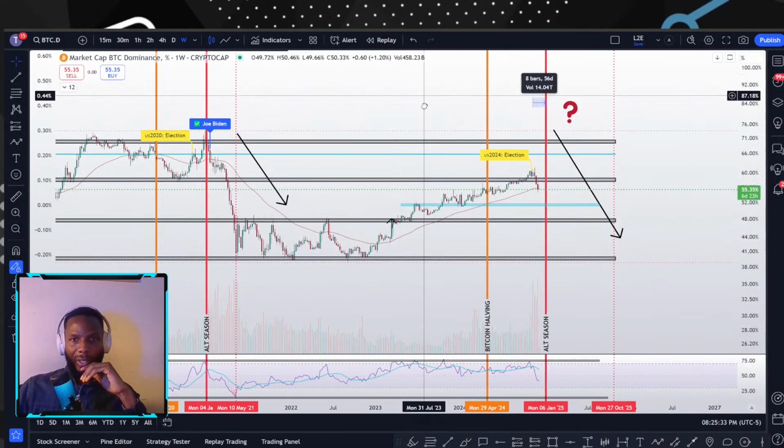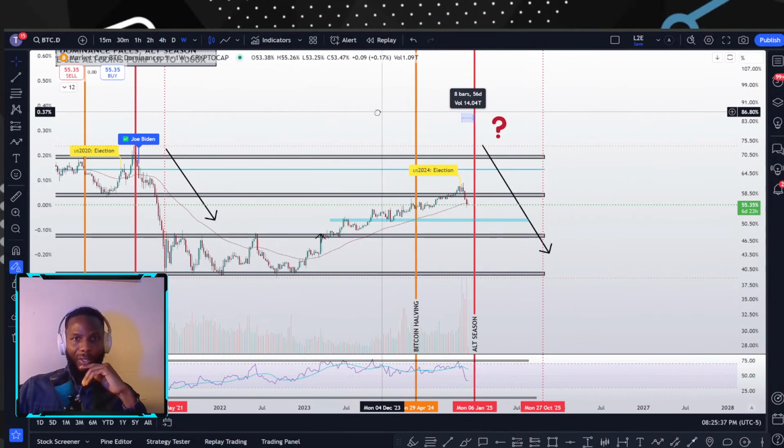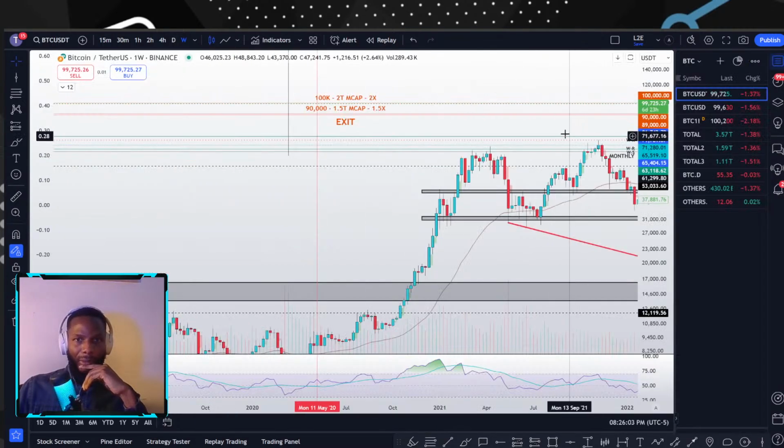This is 2024. We had the Bitcoin halving this year in around April. And then we had the election. Obviously, you know who won. So Trump won. And now in January, he's going to have his inauguration. So I have this marked out right here, altcoin season. And that would be in January. And this is where you would have the, right here, I'll show you.